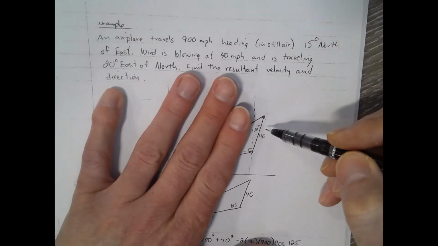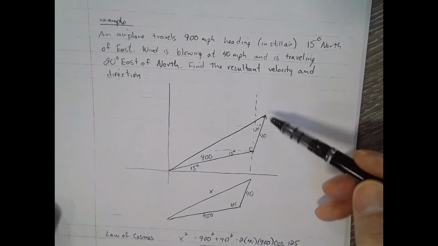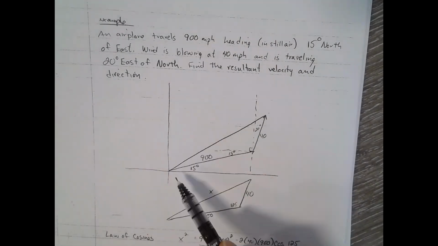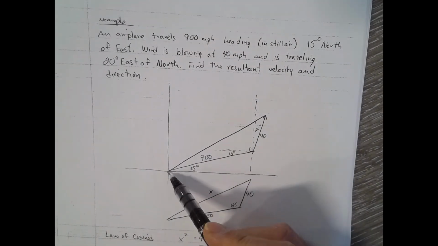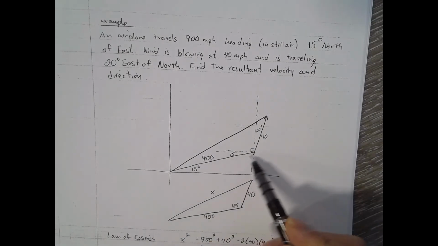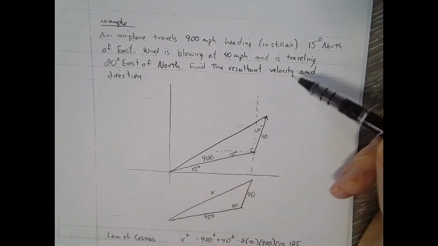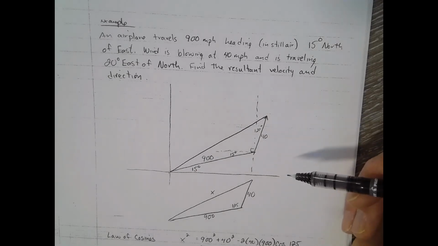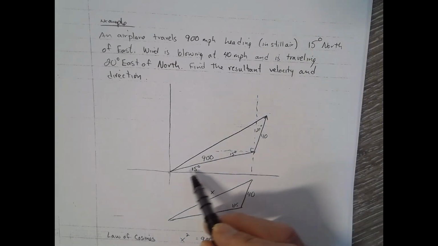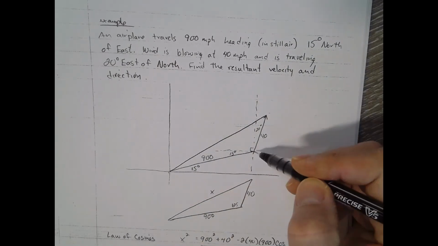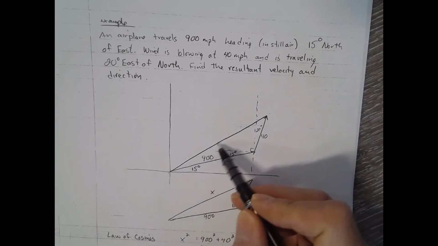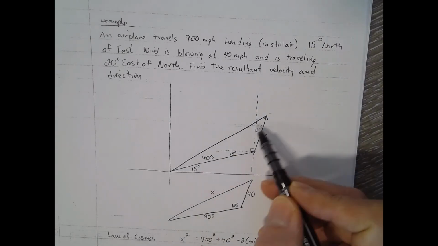So what I did is I drew my original vector, which is the 900 miles per hour. That's this one right here. And then I added them geometrically using the tip to tail method. So if I have this as my original and then I've got another contributing force right here, this is what's actually going to happen to the plane, this resultant vector.